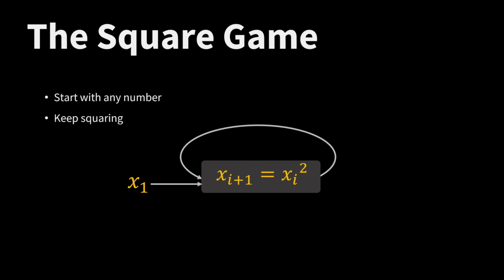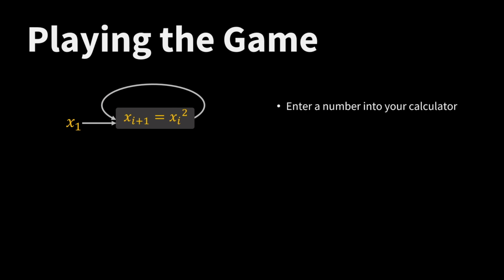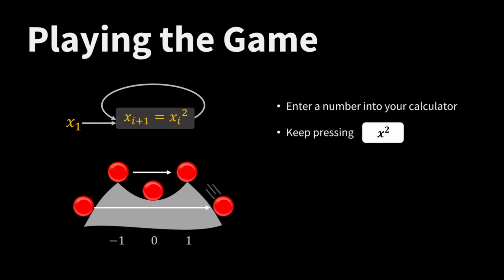So if we set x1 to 2, we get 4, 8, 16, 32, and so on. You can play this game very easily. Just enter a number into your calculator. Then keep pressing the key x squared. You can think of this game as a ball on a terrain. Here I drew the number line. 0 is here, -1 is here, and 1 is here.